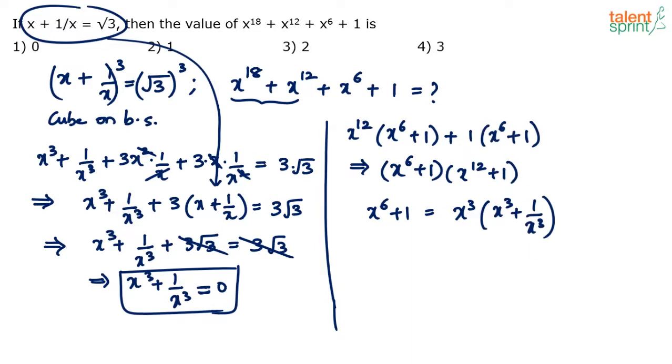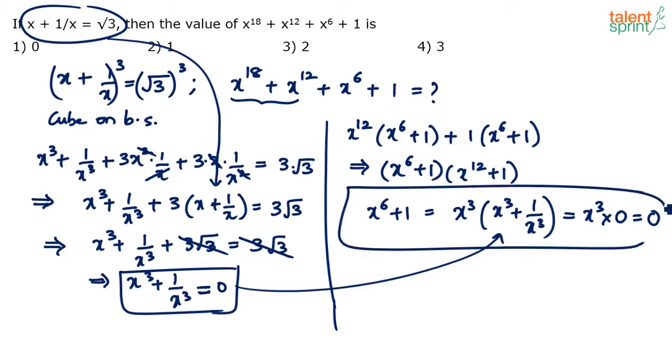Now why have we done this? Why suddenly do we want to take x cube common? Only for the reason that we know x cube plus 1 by x cube is 0. So if I put this value back here, what do we get? X power 6 plus 1 equals x cube into 0, which is equal to 0. So basically the conclusion that we have is x power 6 plus 1 equals 0.